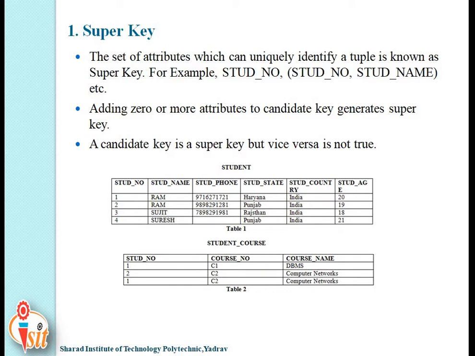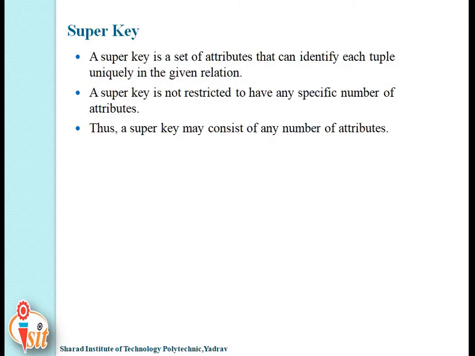Now, what is a candidate key? First, a super key has various properties. A super key is a set of attributes that can identify each tuple uniquely in the given relation. A super key is not restricted to have any specific number of attributes. Here you can see the different properties of the super key.